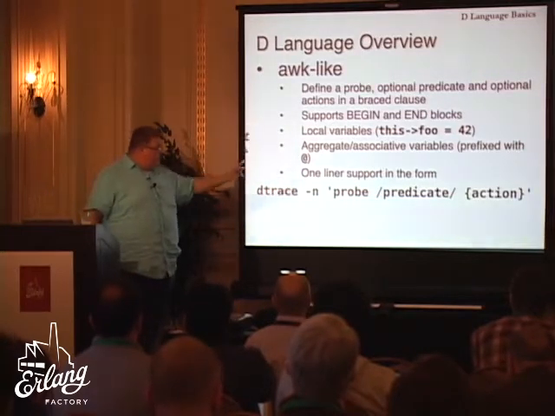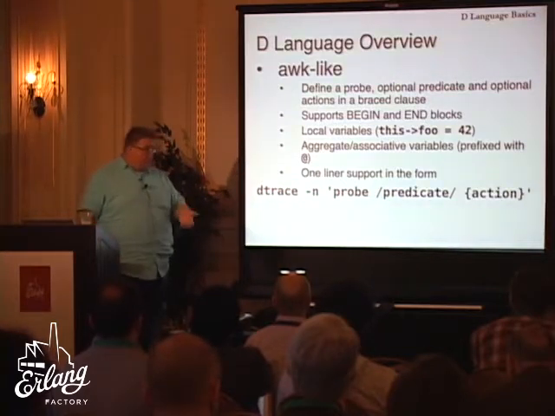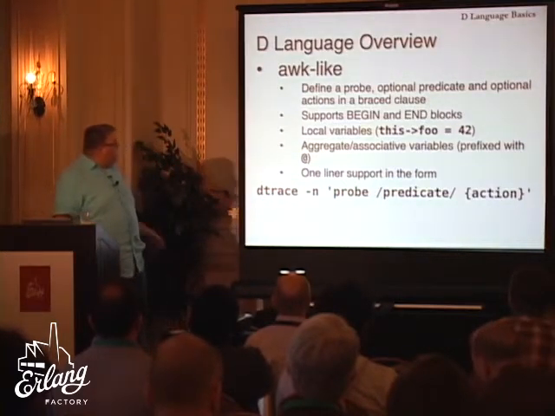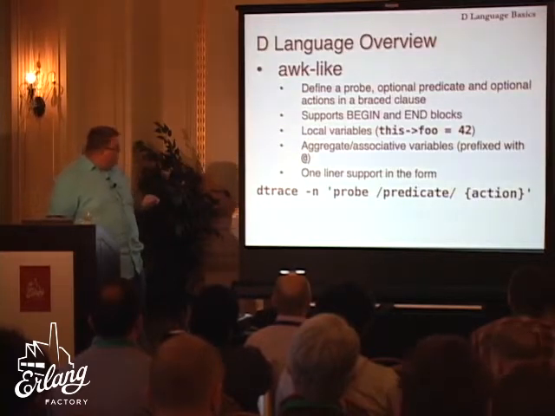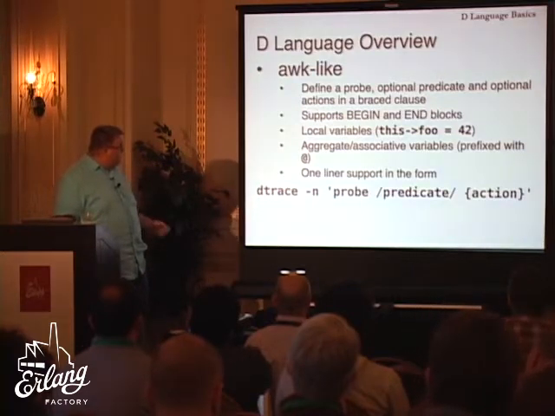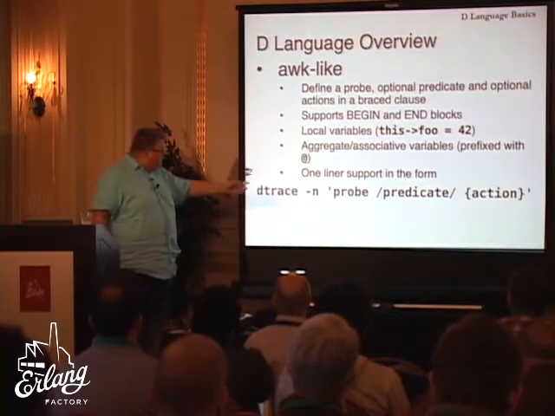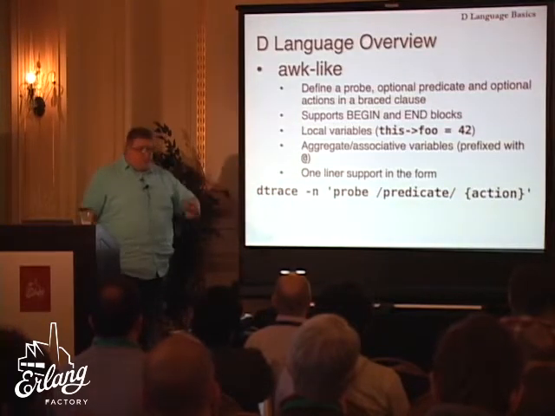There's the this arrow foo equals some whatever value you want, integer, a float, a string. It also does aggregate and associative variables. Those are prefixed with an at sign. I actually don't know what the typographic name for that is. And it also has one-liner support. You can do dtrace -n and then probe predicate action.